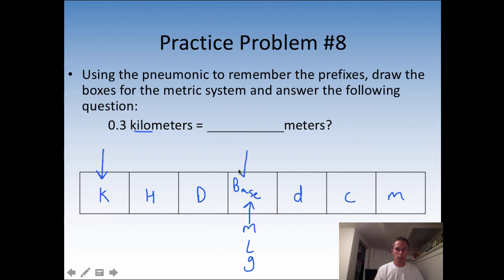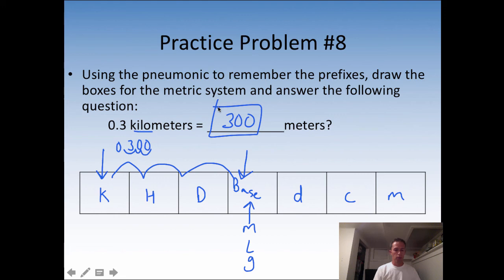Meters is in the base unit box, so let's move it 1, 2, 3 times to the right. So let's move the decimal 3 times to the right. So 0.3, let me just rewrite it down here to make it easier to see. We're going to move it 3 times to the right. So 1, 2, and 3. So that will end up being 300 meters. And so that will be your answer for practice problem number 8.